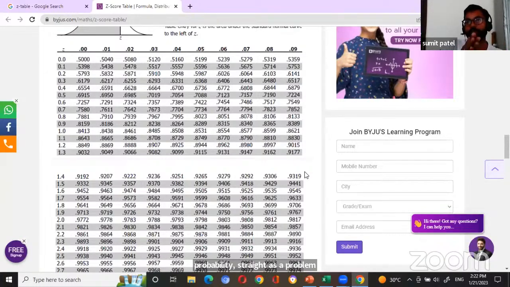So the probability of something going beyond this or below this is this much. And then once you get the probability, you can go ahead and do what you want. Right. So that's pretty much it.